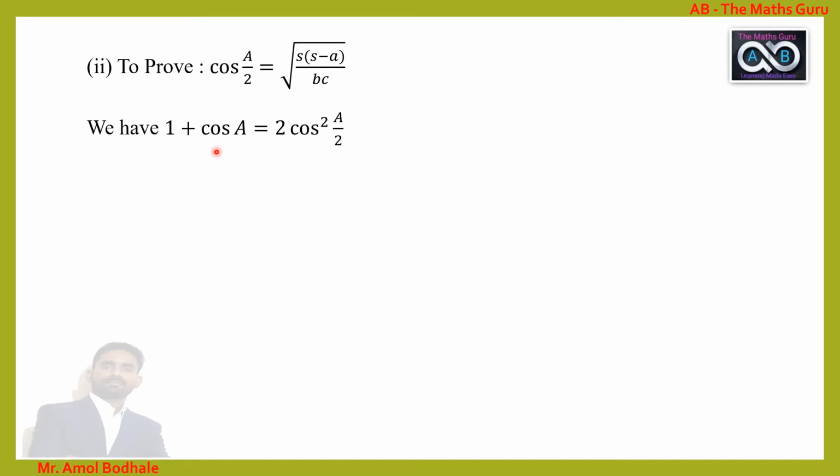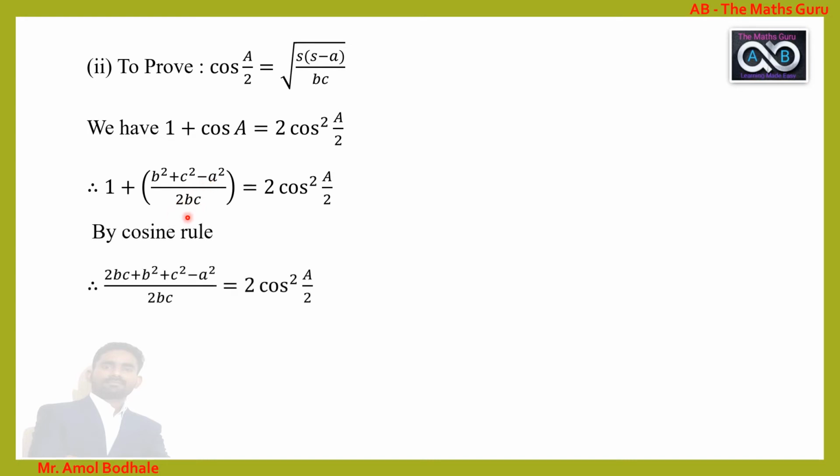Now here we will put the value of cos A using the cosine rule. So by cosine rule cos A can be replaced by b square plus c square minus a square upon 2bc. By solving this we will get cross product, that is 2bc plus b square plus c square minus a square upon 2bc is equal to 2 cos square A by 2. So now we will rearrange this term. We will write b square plus c square plus 2bc in one bracket, minus a square as it is.